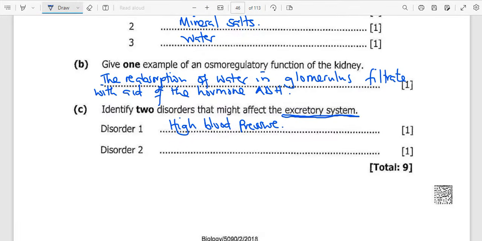A lot of people have this blood pressure, meaning that this can also lead to the damage of the excretory organs. Apart from that, we have the other one, it is diabetes mellitus. So that is another that will affect. So don't say accident. Accident is not a disorder or a disease. Okay, so we can move.